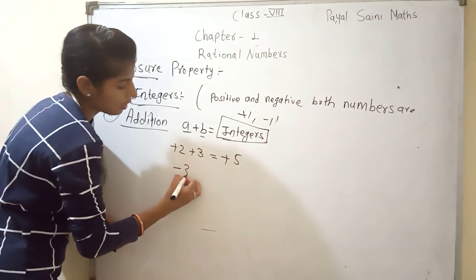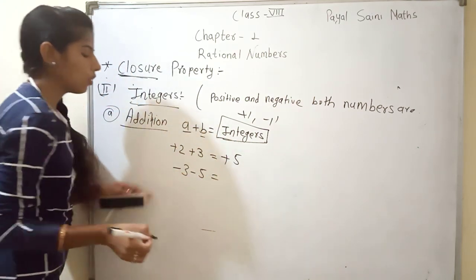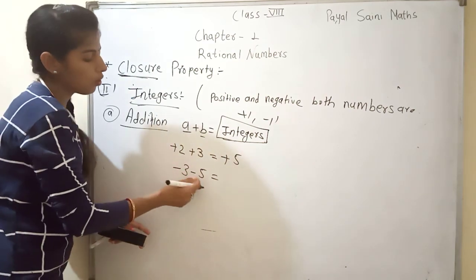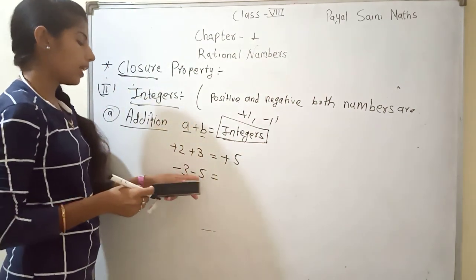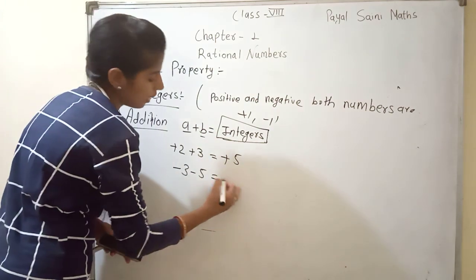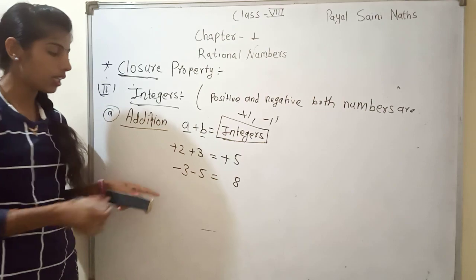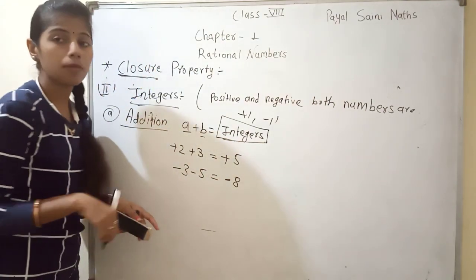If I write here minus 3 minus 5, we know from yesterday's video that if both numbers are given in the same sign, then what do we do? Always addition. Then 3 plus 5 is 8. We know that here both are minus, so the answer should become minus.